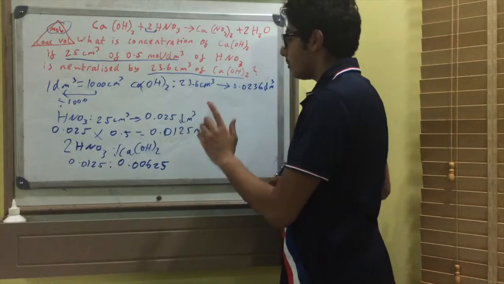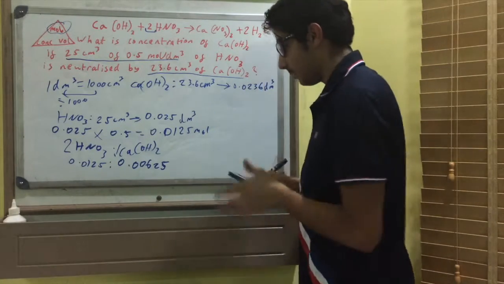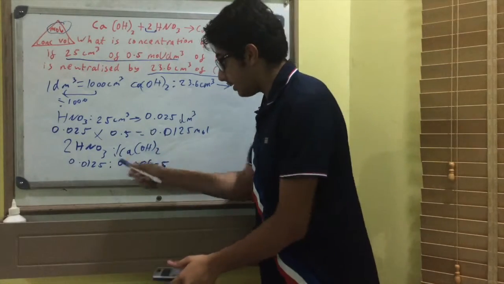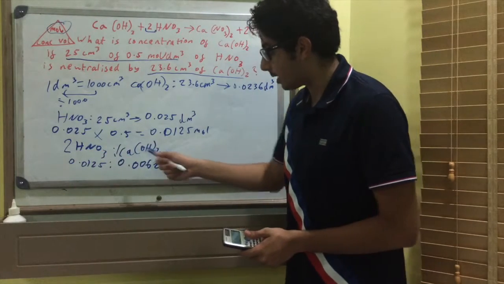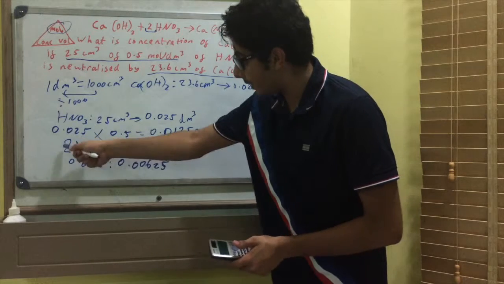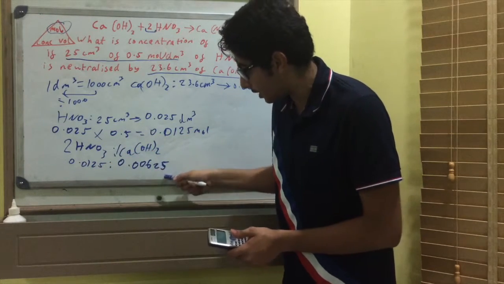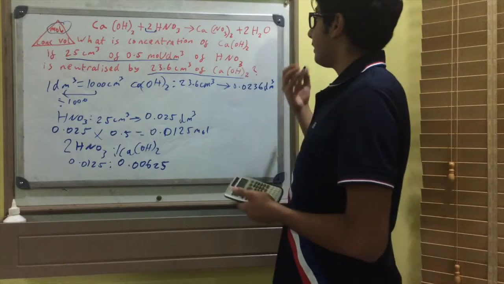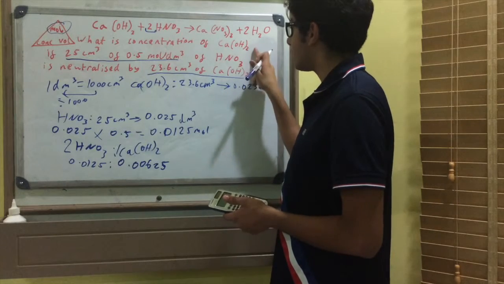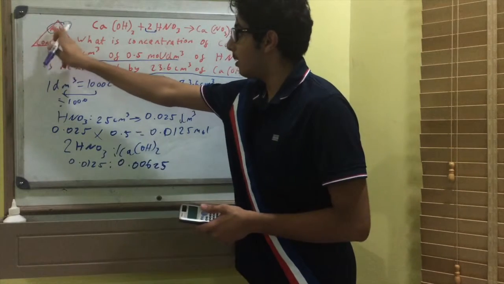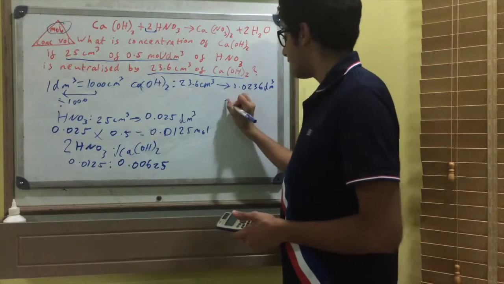And now we have the moles for calcium hydroxide. Let me just go through that again. The ratio is 2 to 1 from nitric acid to calcium hydroxide. 2 to 1, so divide by 2 to get to 1. 0.0125 divided by 2. You will get that. Now, we have enough information for the calcium hydroxide to work out this concentration. Moles over volume. The moles, we just worked it out.